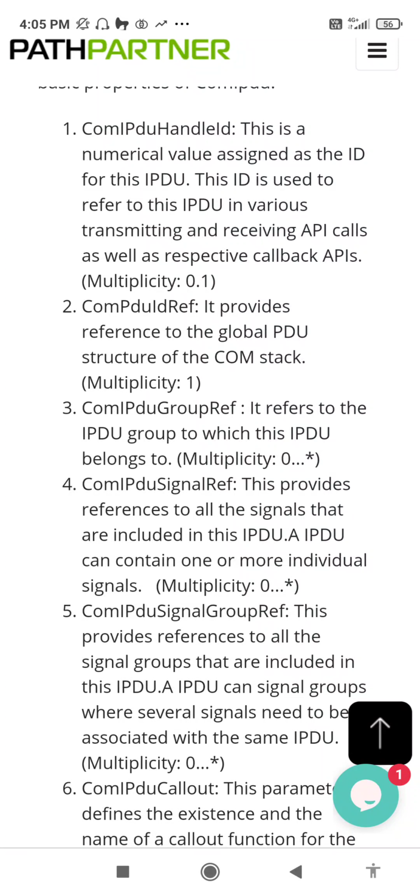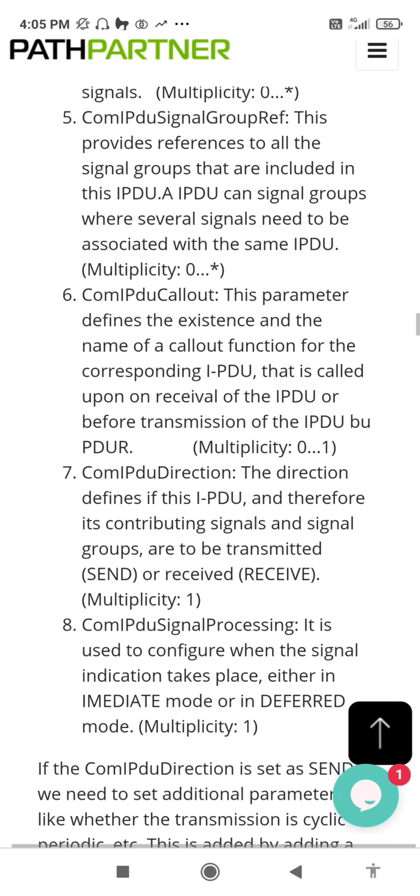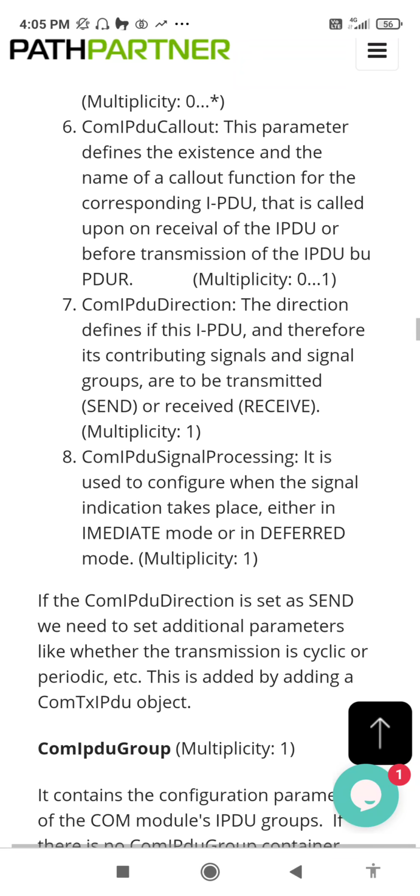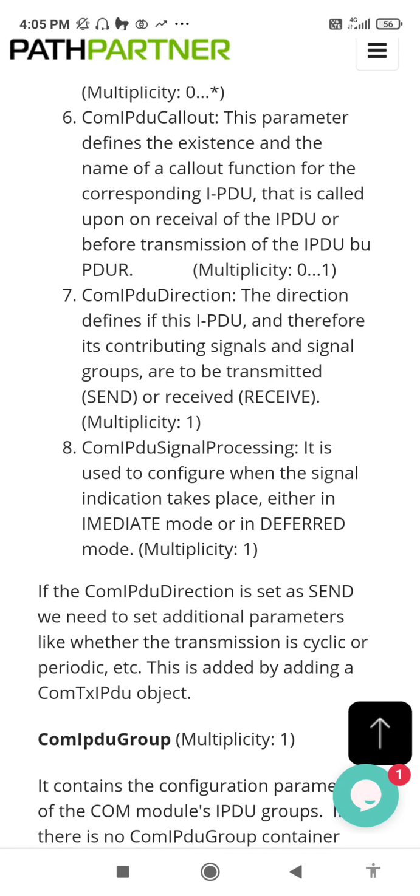Multiplicity 0..*. COM-IPDU callout. This parameter defines the existence and the name of a callout function for the corresponding IPDU that is called upon receival of the IPDU or before transmission of the IPDU. Multiplicity 0..1. COM-IPDU direction. The direction defines if this IPDU, and therefore its contributing signals and signal groups, are to be transmitted, sent, or received.